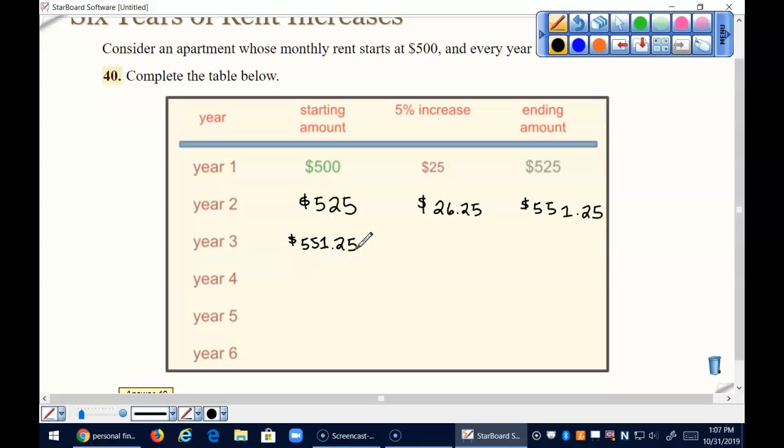Okay, work by yourself with your neighbor. Finish the table. Make sure you're understanding this increase 5% thing.